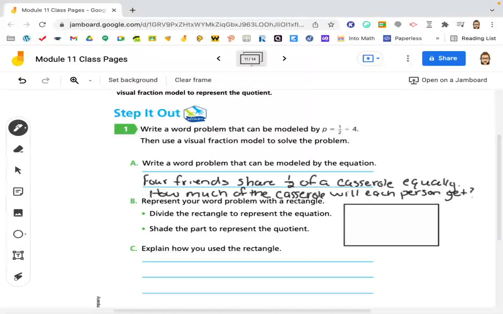Represent your word problem with a rectangle. Divide the rectangle to represent the equation. So we're going to start by dividing it in half. And then we're going to divide each section into 4 equal parts, or as close as we can. Then it says shade the part to represent the quotient.